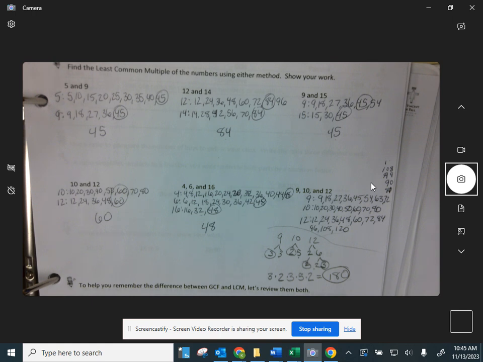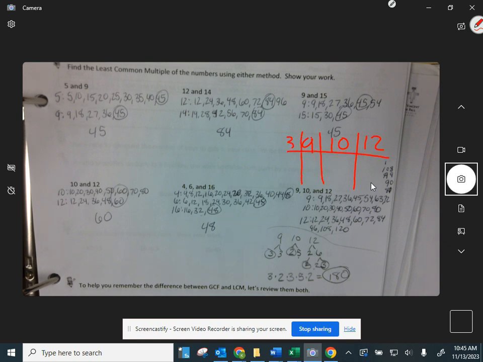Anybody have any questions on how I found my least common multiple? I did the listing method. You'll notice that the 9, 10, and 12, we had to list really far out until we could get to it. That's okay. Sometimes you just have to keep going till you can get to it. Sometimes you could do that table method. If we'd done the table method for 9, 10, and 12, it would have gone a whole lot quicker.